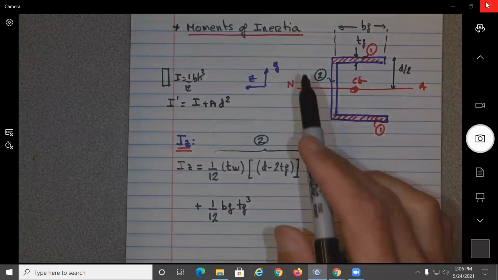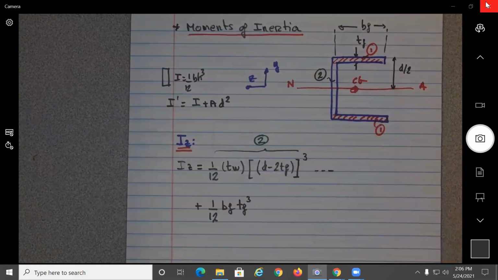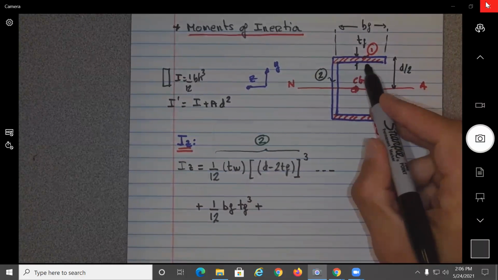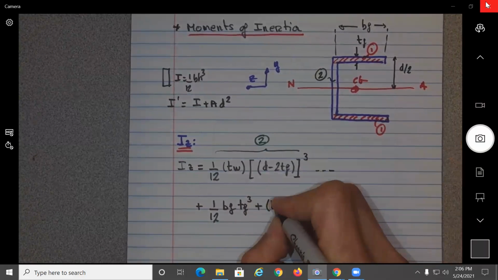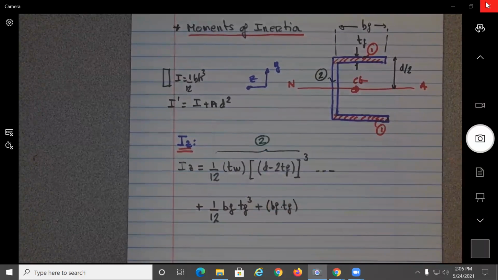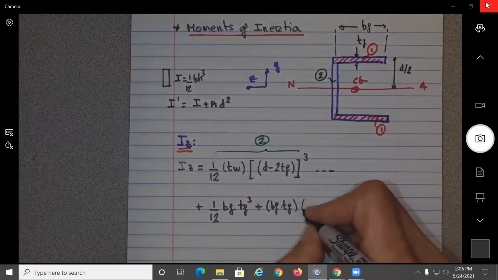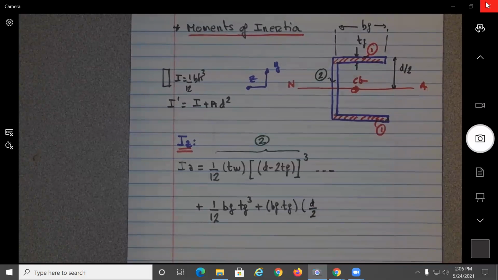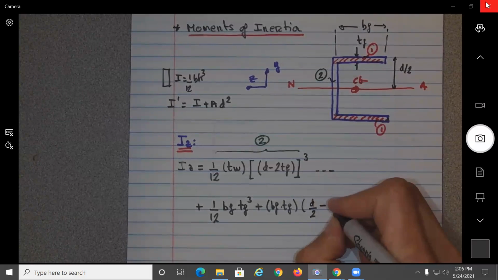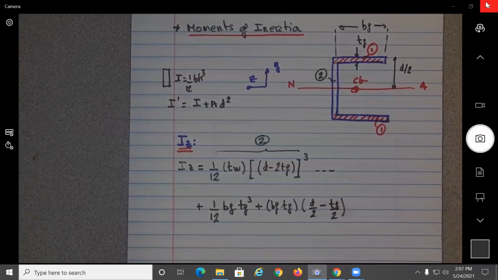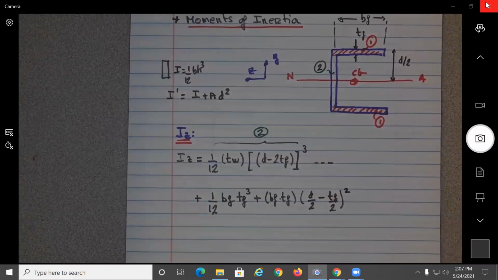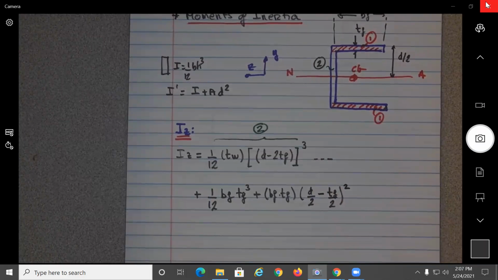So what would be the area? Let's just do it for 1. What is the area of 1? It is B F times T F. And what would be the distance from the center of this to the bottom? It will be d over 2 minus T flange over 2, squared. Okay, this is statics again. All this should be a review.